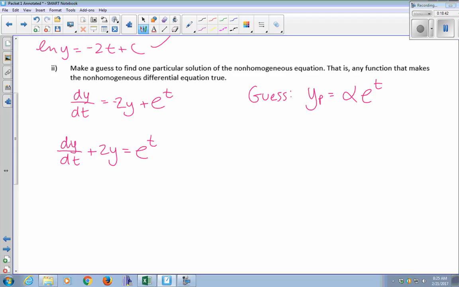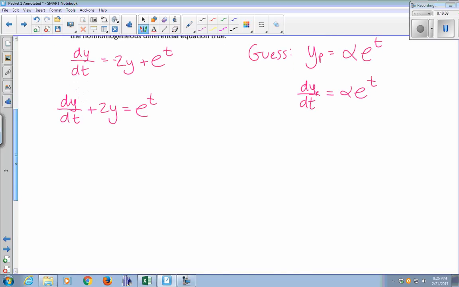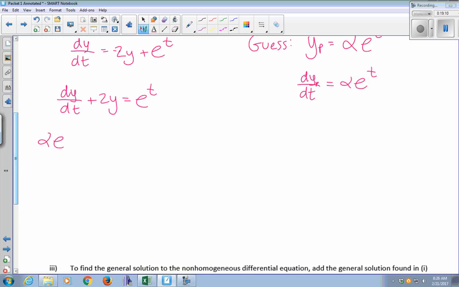So go back to my differential equation. If y particular is alpha e to the t, what is dy dt? What's the derivative of alpha e to the t? Alpha e to the t. Okay. So now I'm going to take these, plug them into the original differential equation, and figure out what alpha is to make this true. So dy dt is alpha e to the t plus 2 times y, which is alpha e to the t, equals e to the t.